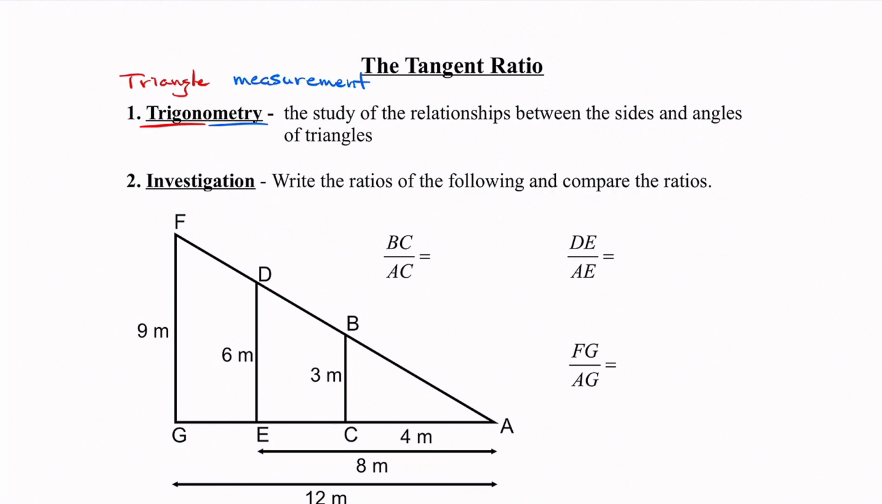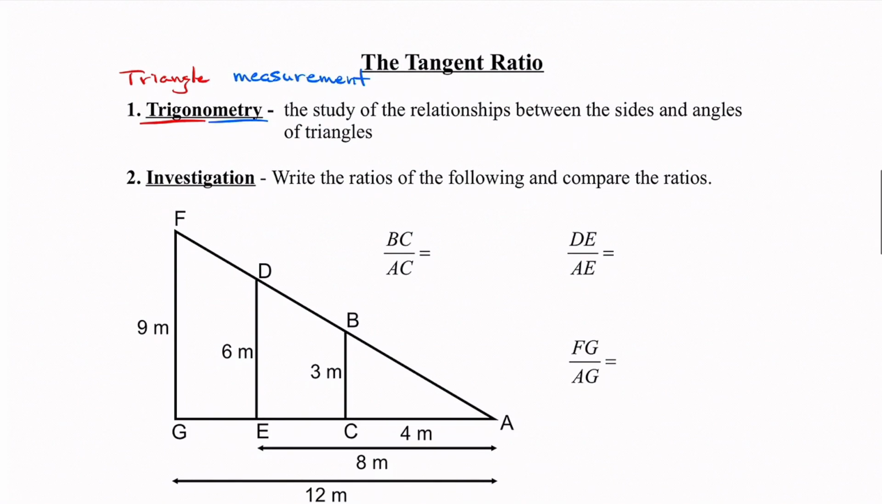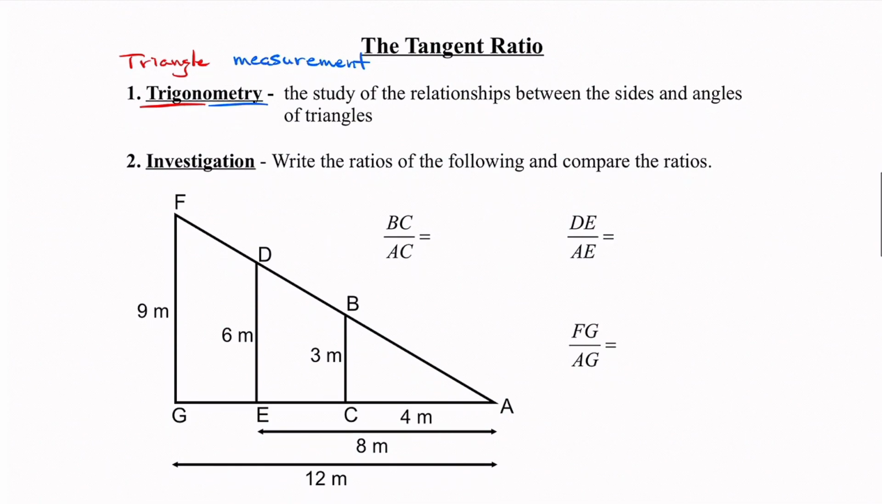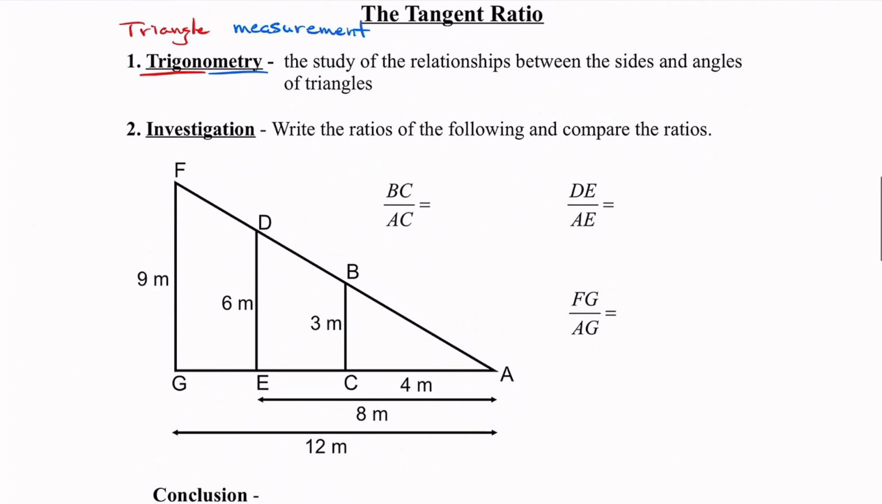So next we're going to do this investigation. We're going to try to come up with a conclusion for these different ratios that we're going to be getting. In the first one we are going to have BC over AC. BC means from the point B to the point C, and that is 3. And then from A to C, all the way over to C, that is 4. So that one I got 3 over 4.